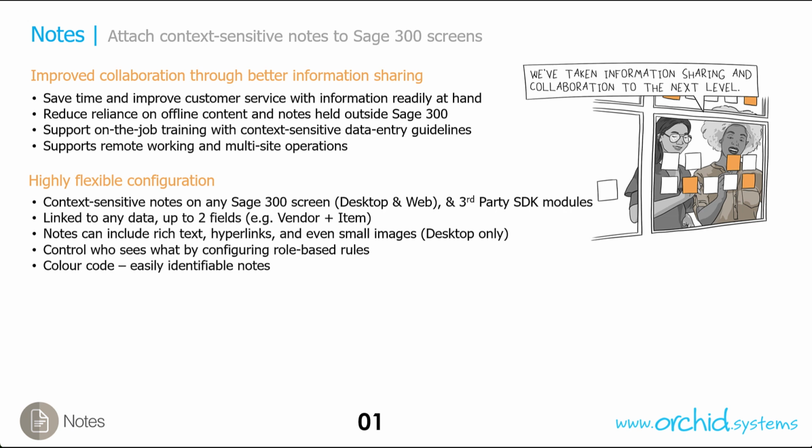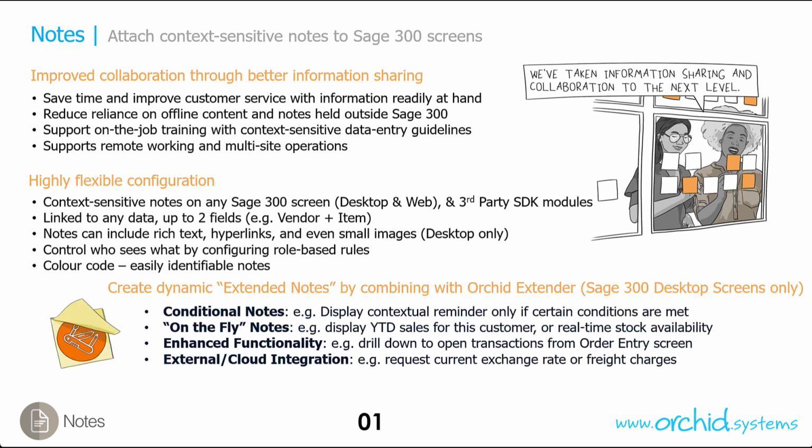Notes can include rich text and hyperlinks and even small images, but these are available on the desktop only. And you have a large number of controls on who can see which notes, who can amend which notes, who can delete which notes. And you can color code your notes for easy identification. You can use Notes with Extender to create extended notes, which gives you conditional notes, notes which are displayed only if certain conditions are met. So if the customer is on hold, you can see a message.